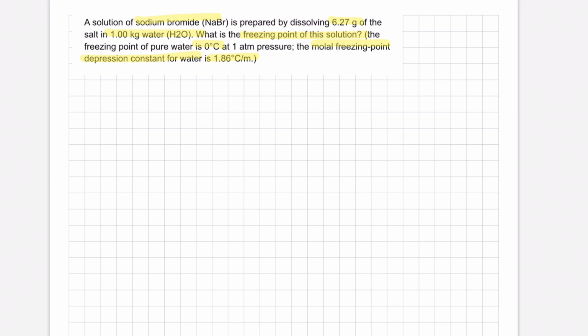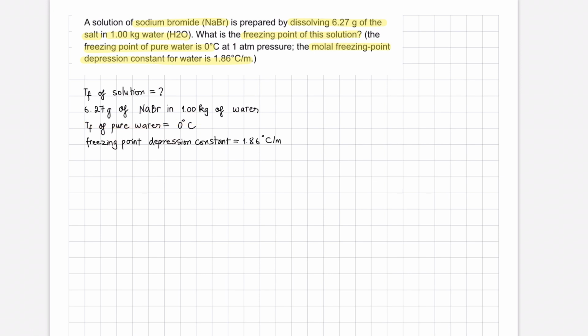First, let's summarize the information given to us and what we need to find. We need to find the freezing point of a solution, and the solution is made by mixing 6.27 grams of NaBr and 1 kilogram of water. We also know the Tf, or freezing point, of pure water is 0 degrees Celsius, and the freezing point depression constant for water is 1.86 degrees Celsius per molar.